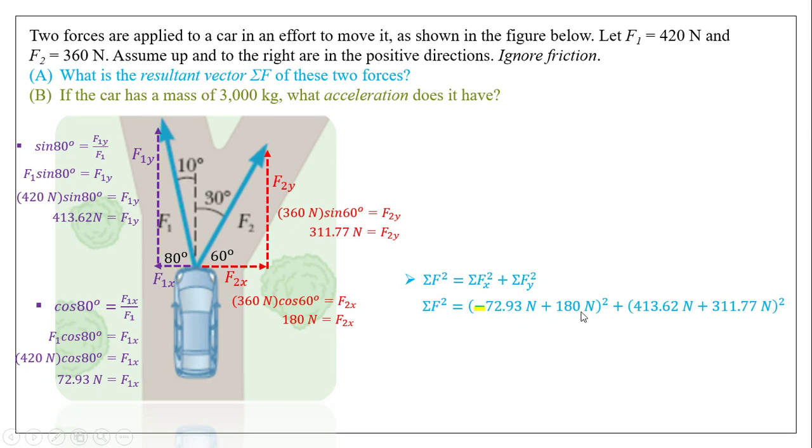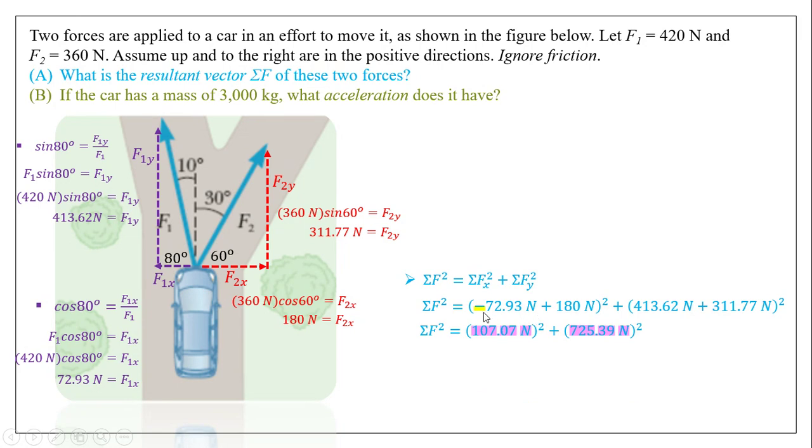I want to add that together, and then I'm going to square it. Likewise with the y components. However, for the y components, F1y is pointing up along the y-axis. F2y is also pointing up. Because they're both pointing up, they're both positive. So therefore, I'm just going to add 413.62 and 311.77. And then we're going to square that sum, okay?